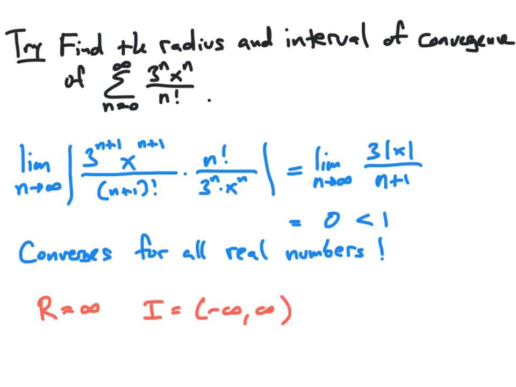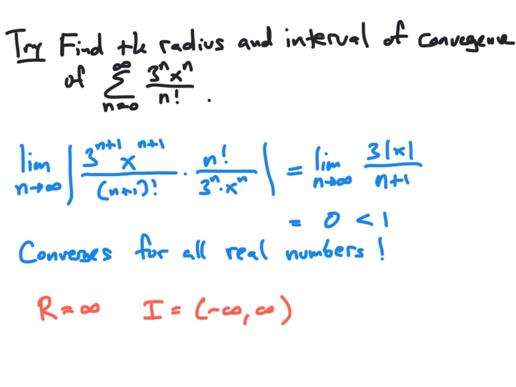So we apply the ratio test to this particular power series, and we compute the limit as n approaches infinity of the absolute value of 3 to the n plus 1 times x to the n plus 1 over n plus 1 factorial, multiplied by n factorial over 3 to the n times x to the n. When this expression is simplified, we have the limit as n approaches infinity of 3 times the absolute value of x, all divided by n plus 1.